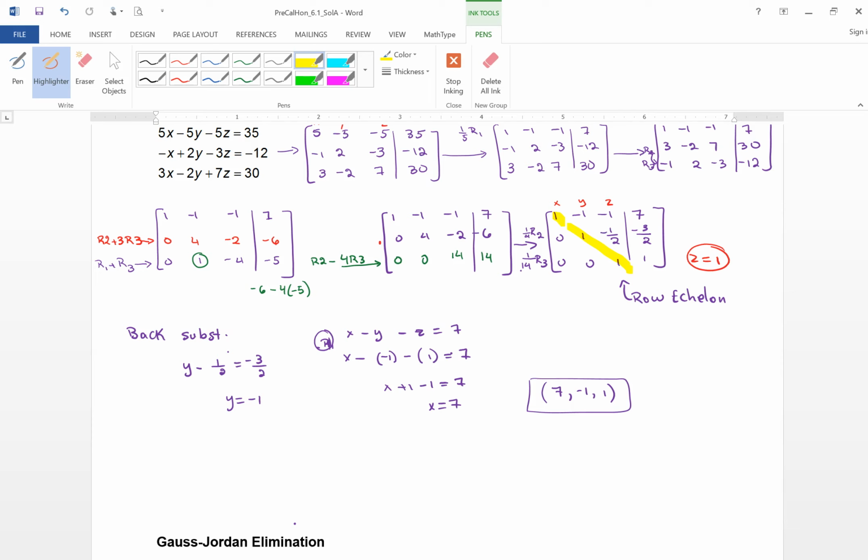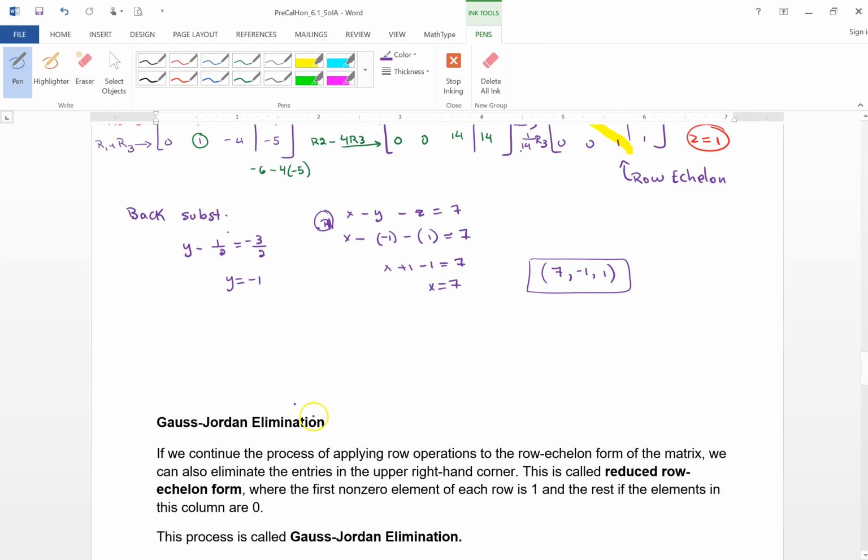You can continue the same process of getting zeros in the triangle above as well. So in this spot, this spot, this spot. So it's the same procedure. You just continue 3 more steps, okay? And what you get is a diagonal of 1s and everything else is 0 above and below. That is Gauss-Jordan elimination. Jordan is the last name of another mathematician who, in conjunction with Gauss, came up with an extension of all of this.